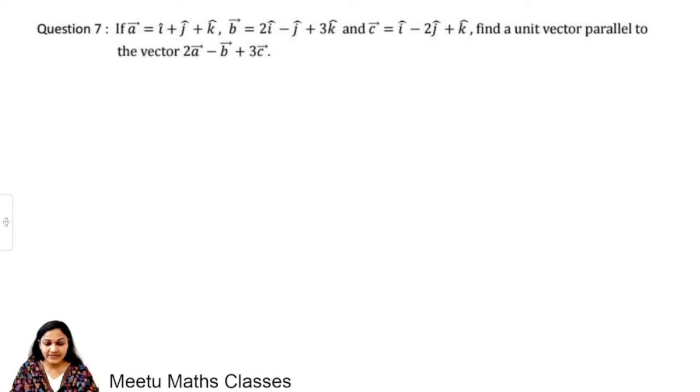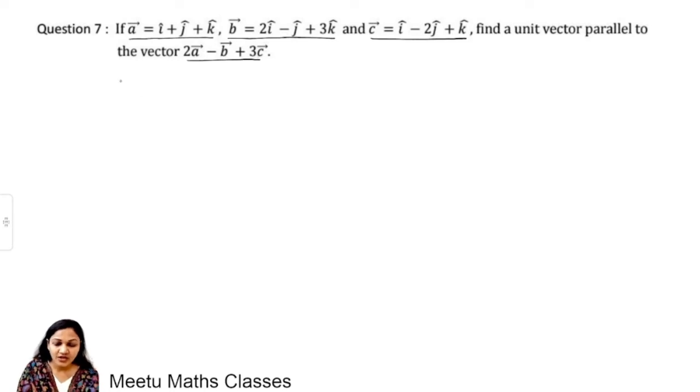Question number 7 is, if A is vector i plus j plus k, B is vector 2i minus j plus 3k, and C is i minus 2j plus k, then you have to find a unit vector parallel to this vector. So let this vector be R, equal to 2A minus B plus 3C.